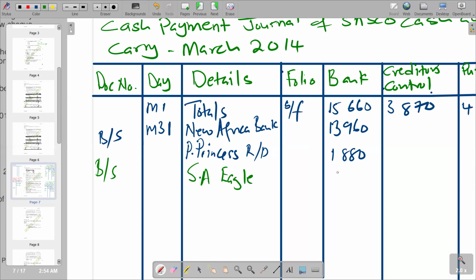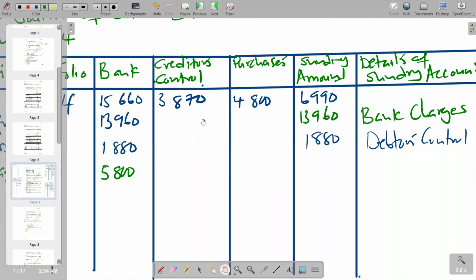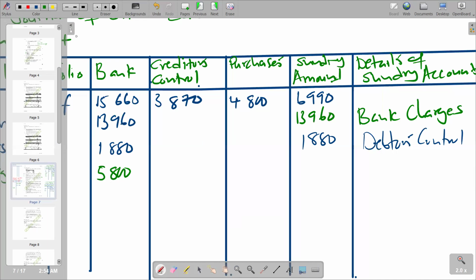And the amount that we have there is 5,800. And we are saying it doesn't qualify under creditors control, it doesn't qualify under purchases. So we need to put it under sundry, so 5,800. And we are saying it's insurance. So this is what we have, and then we can try to see on the next one.